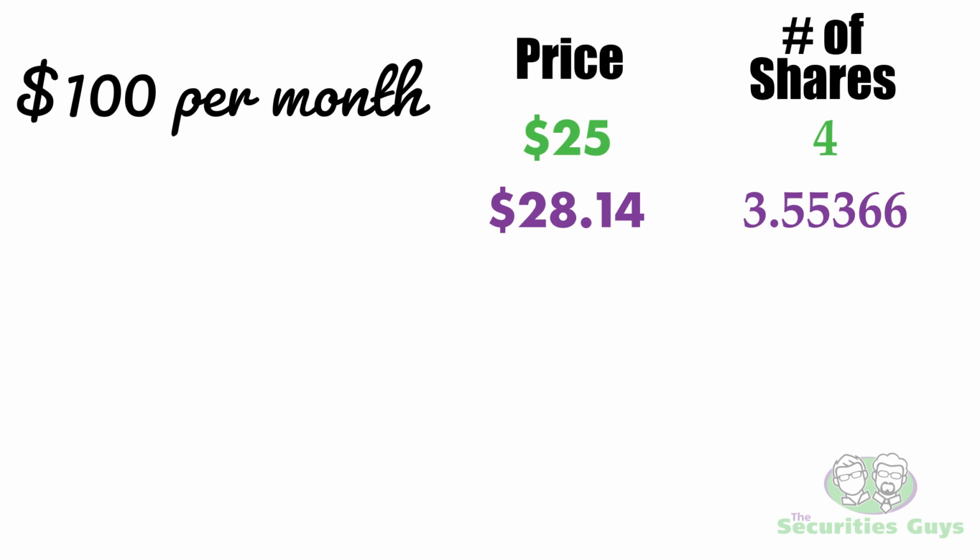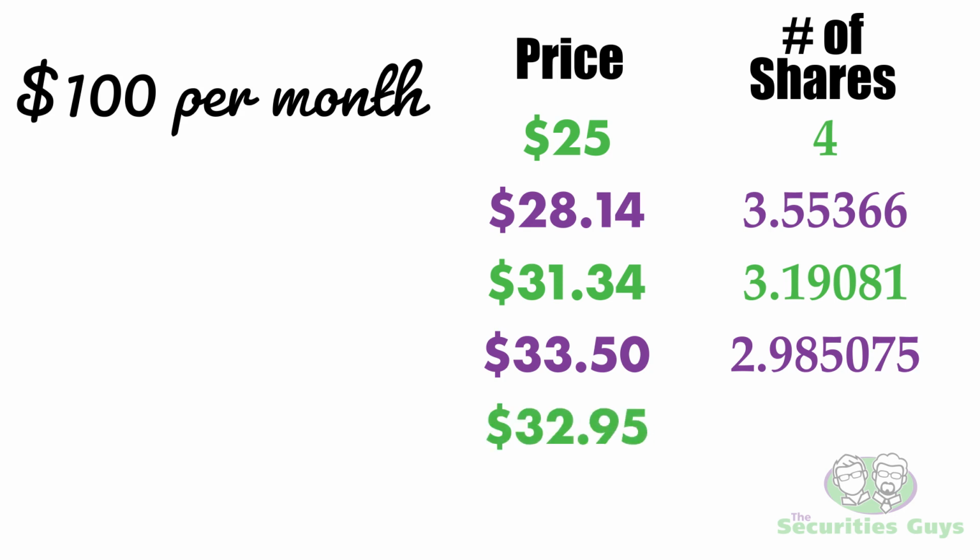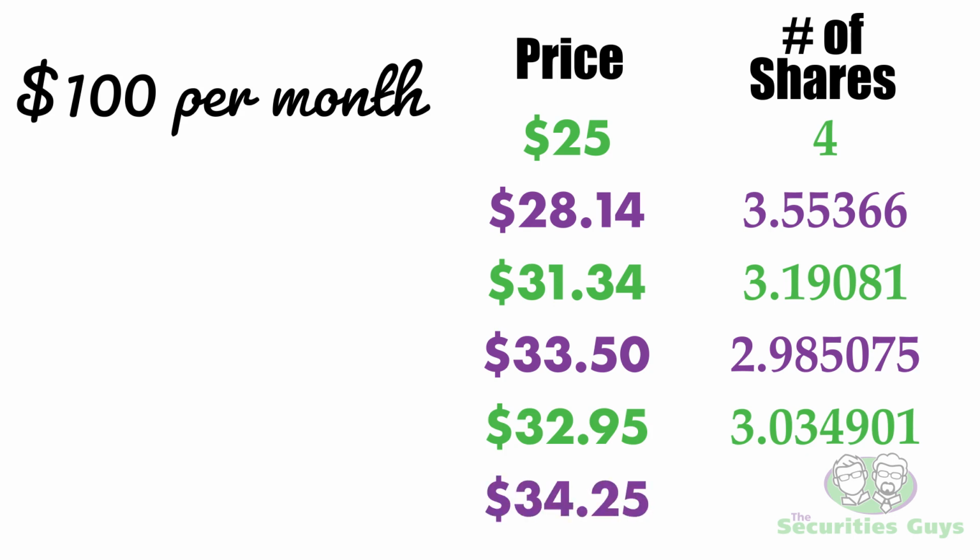The next month, the stock went up again and went to $31.34 a share. So the client bought roughly 3.19 shares. Went up again, $33.50, so now they're purchasing roughly 2.9 shares. The next month, the mutual fund declines to $32.95, and 3.03 and change shares are purchased. Finally, the mutual fund increases again to $34.25, so 2.9 rounded shares are purchased.